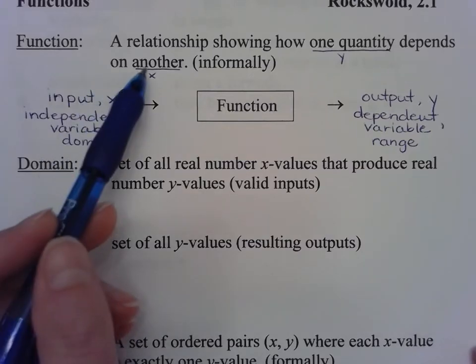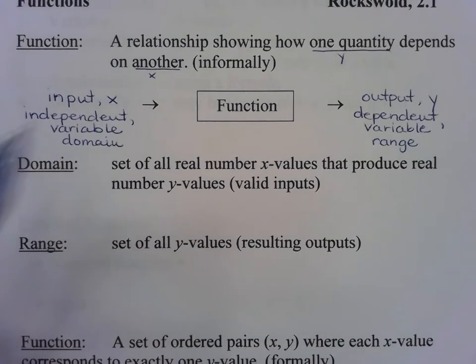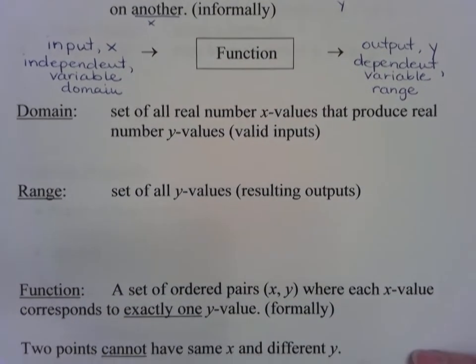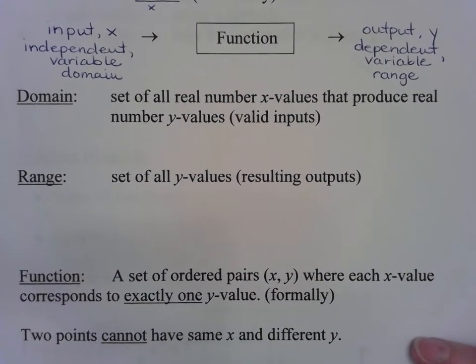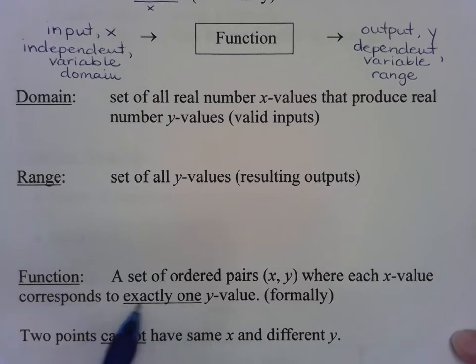Okay, the definition I have up here is kind of an informal definition that the book gives. So I added a more formal definition down here at the bottom. So a function could also be defined as a set of ordered pairs, so points x and y pairs, where each x value corresponds to exactly one y value. And this exactly one part is the criteria that we use to make it a function, specifically to distinguish it from any other relationship.